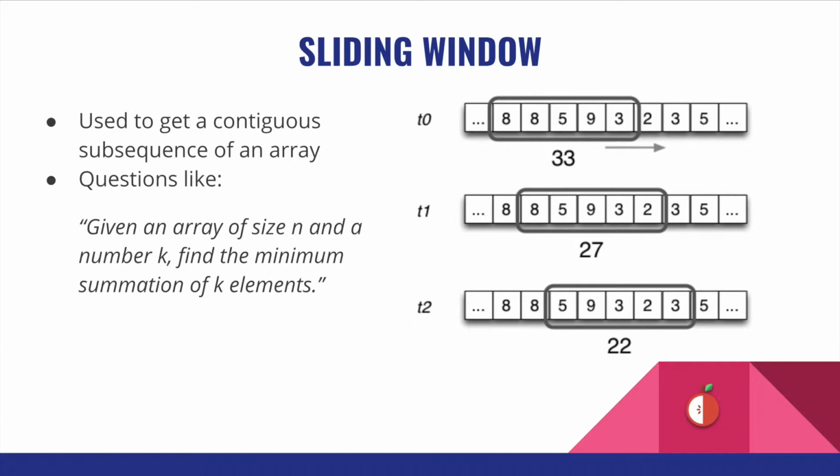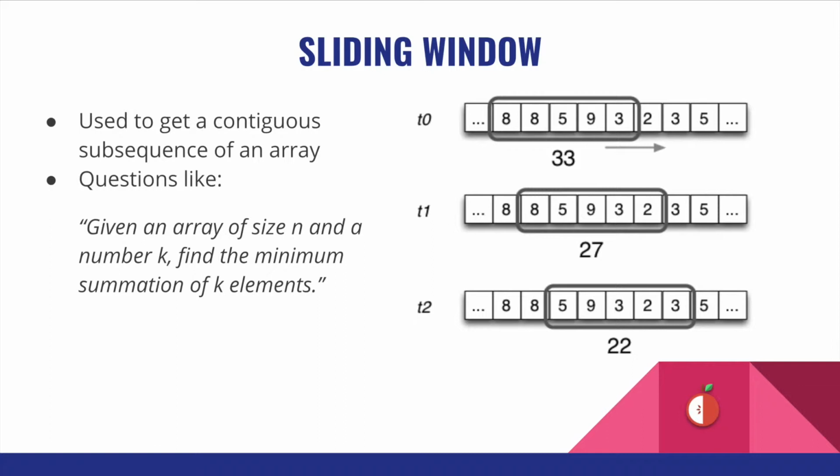It's actually used in a lot of things, such as a rolling hash. Let's actually look at this problem. Given an array of size n and a number k, find the minimum summation of k elements. So in this example, we have a bunch of elements, and our k would be 5, right? We're looking at 5 continuous elements, and we need to find what the minimum sum is of those k continuous elements.